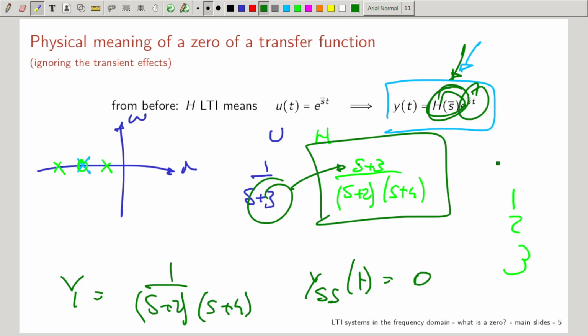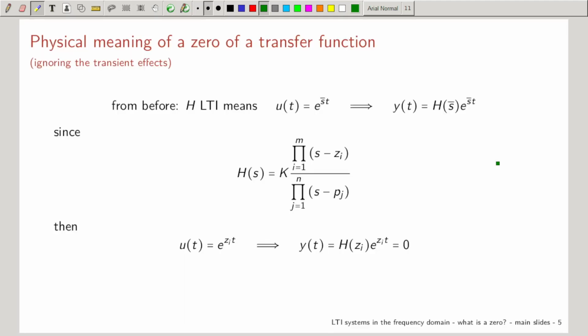I think it's the worst term. So when we have a zero, what we see is that the steady state response is actually zero, because from that equation we see that transfer function. Indeed, zero necessarily.